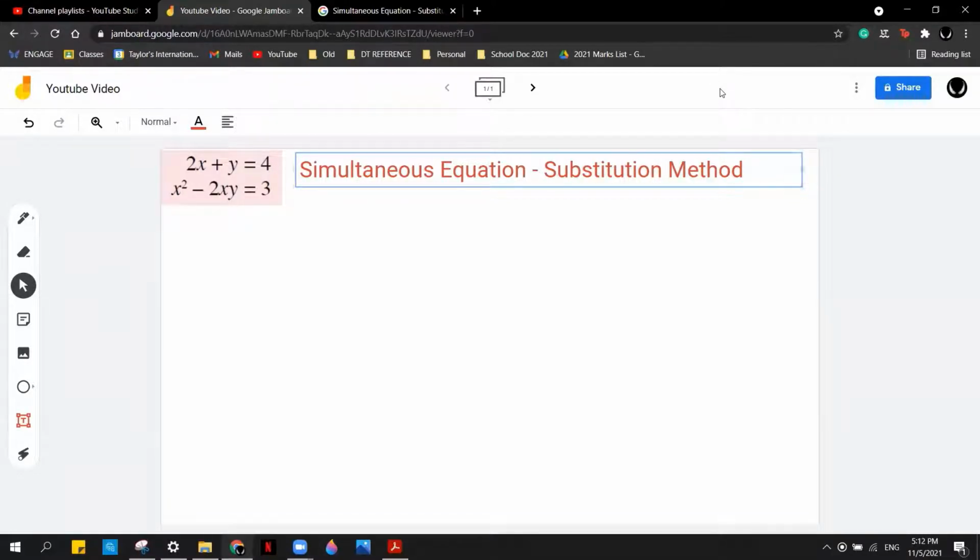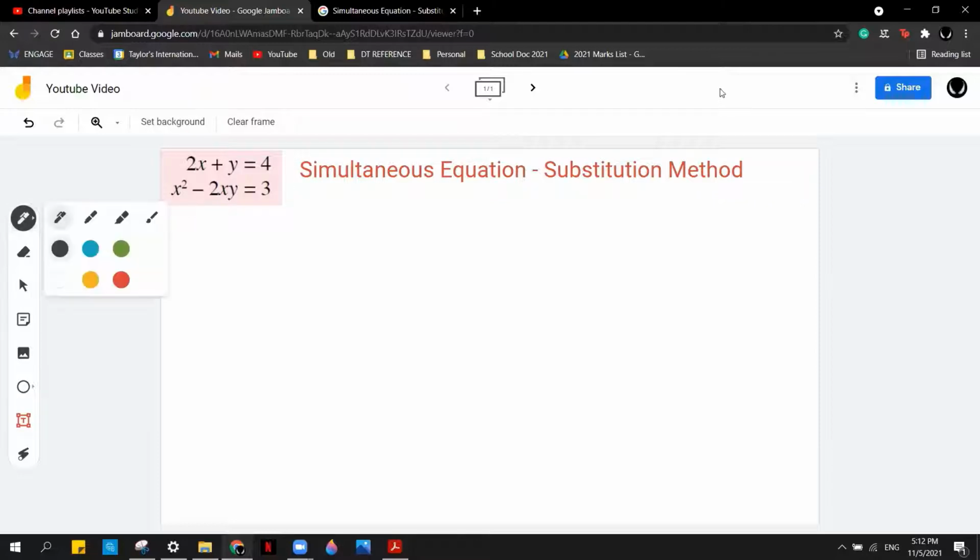Today we're going to discuss simultaneous equations. Under simultaneous equations, we have three different methods: the substitution method, the elimination method, and the tree diagram method, which we're not going to discuss today. I'm just going to discuss the substitution method, and in the next video you'll see the elimination method. Those are the two methods that I believe are the best to solve this kind of equation. So let's see how this is done.